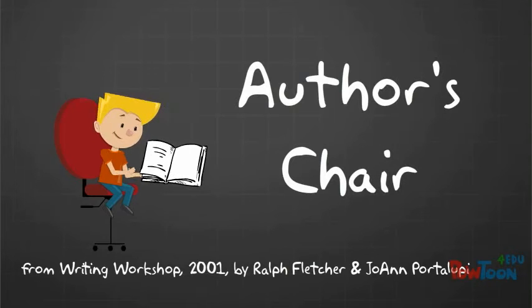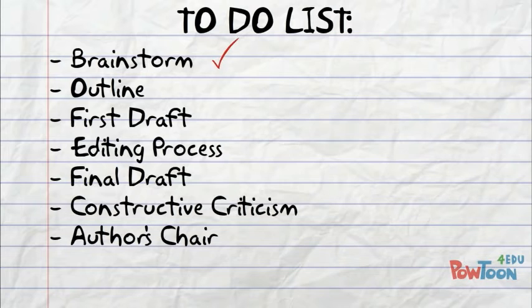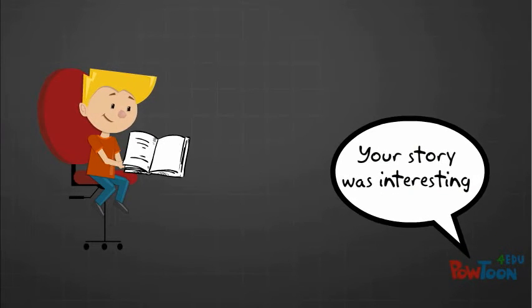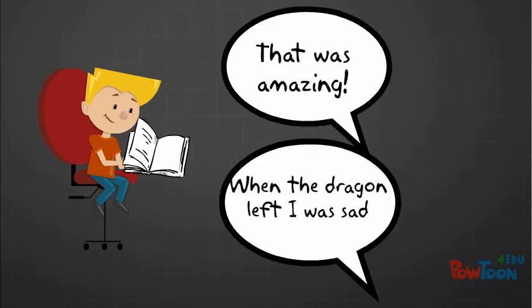Author's Chair is an opportunity for students to share their writing with fellow classmates. Author's Chair should be treated as a final step in a child's writing process, meaning this child's particular piece of work has already gone through the editing and constructive criticism process. Author's Chair is an opportunity for the writer to receive positive feedback from their classmates.